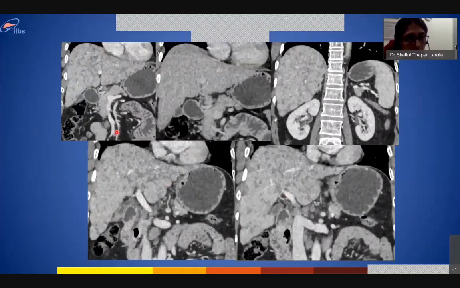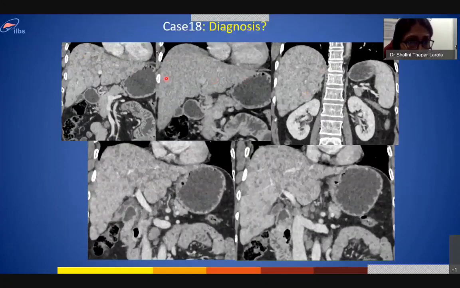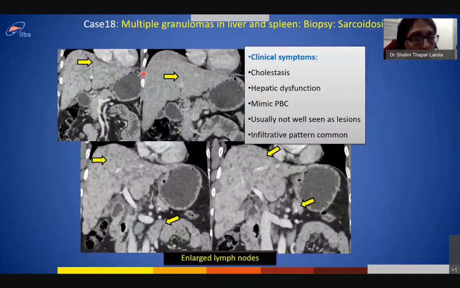Now moving on to the next case, I have a few images of CT. This is a contrast enhanced CT. What do you think is the diagnosis? So we know this is not a normal looking liver. And of course, what you need to pick up is there is something abnormal with the spleen as well. So this patient has multiple granulomas in the liver and spleen, and this appearance is actually a pseudo-cirrhotic appearance.